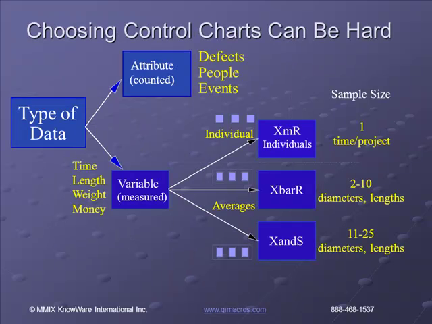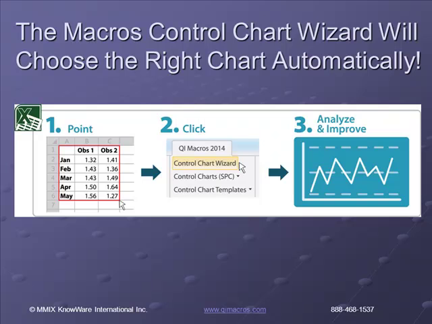Now, if you've ever tried to figure out what control chart to choose, you know it's not easy. There's these huge decision trees, and basically other software asks you to think this through in your head, so you have to have a little software program in your head to decide what kind of chart you want to choose. But the QI Macros, because we ask you to select the data first, we can help you choose the right chart. So all you have to do is, again, select some data, click on the control chart wizard, and you're going to get a control chart.